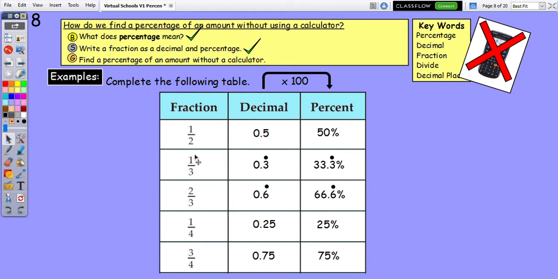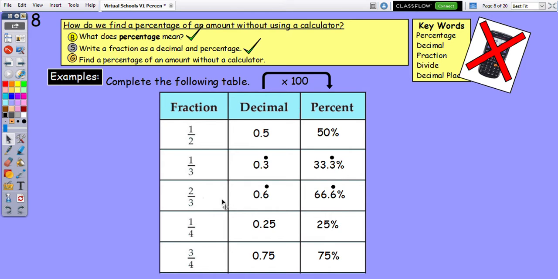Excellent. Hopefully you got that. These are pretty interesting, but it's not that difficult to change these to a decimal and a percentage. We should be able to get at least a few of them. A third would be 0.3 recurring. That little dot there means that the 3s recur. If I was to multiply that by 100, I get 33.3%.